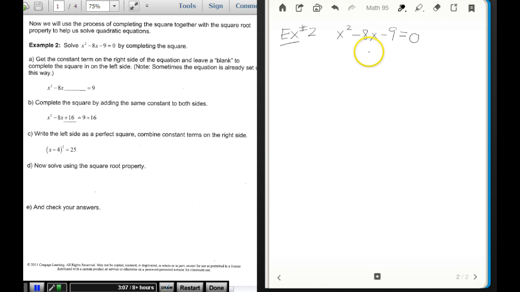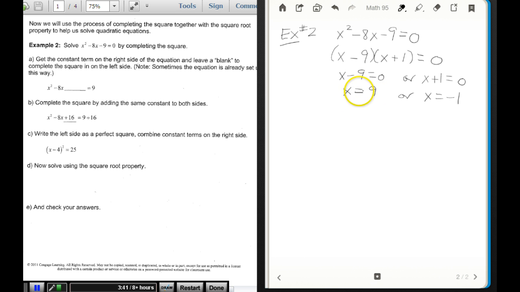First of all, is this one factorable? Let's see if we were able to factor it. It would be x and x equals 0. Factors of 9 that can make 8, that would be 9 and 1, with opposite signs. This one actually does factor nicely, because we get x minus 9 equals 0, or x plus 1 equals 0. So here we get x equals 9, or x equals negative 1. So in this case, we can factor this one.